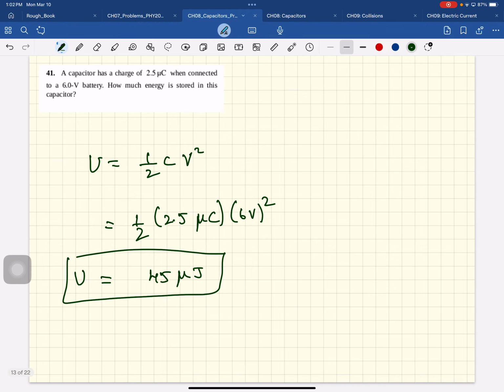If you remember your notes, the flash circuit in your cameras stores about 20 joules. So that's 1,000,000 times more energy than this.